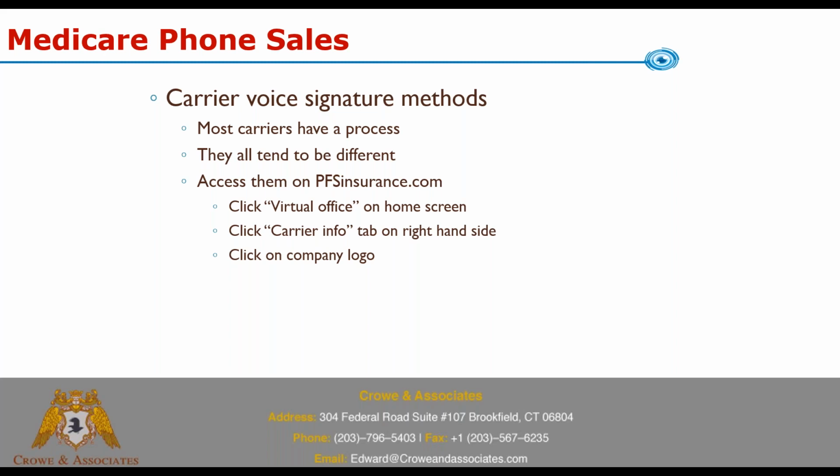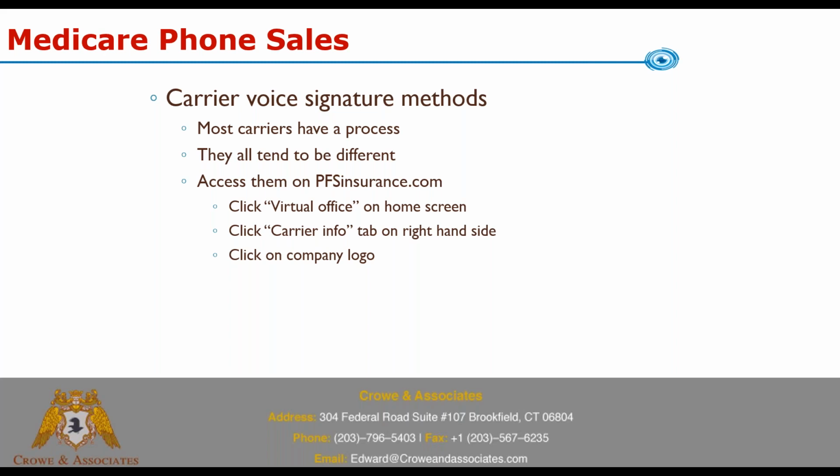The negative is they all tend to be different. So United's is different than Cigna's, for example. So you've got to learn the process for each one of them. If you want to know how to access these and the voice signatures for each carrier, we have that up on the site. That's available on pfsinsurance.com. When you go on the site, on the home page, it's one of the homepage scrolls, like 6 or 7 different things, but when you see virtual office on the scrolling on the page, click on that.